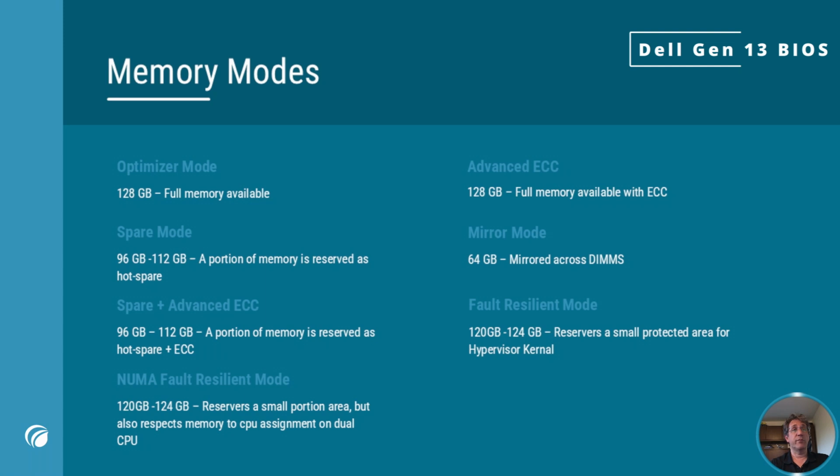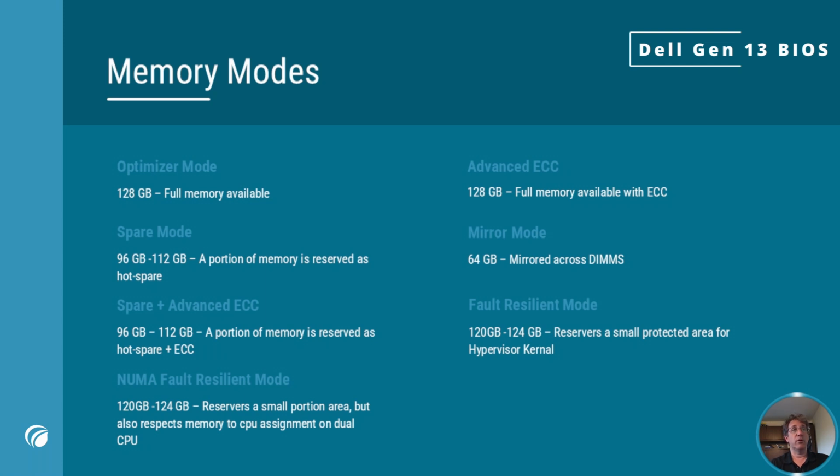This is great for mission critical systems. The fifth memory mode is called the spare plus advanced ECC mode. It's a combination between the third spare mode and the second advanced ECC mode. You have again between 96 GB and 112 GB of memory available. There's a trade-off between capacity and tolerance.